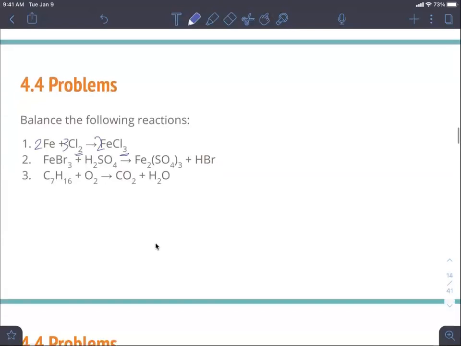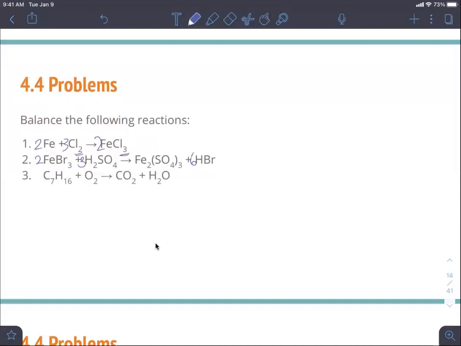Okay, so for the second one, if you look at bromine, there are 3 bromines on the reactant side, but only 1 bromine on the product side. So you can put 3 in front of the hydrobromic acid. However, if you go back to the reactant side, you'll see that there are actually 2 hydrogens. So what you actually have to do is make this a 6, and then make this a 3. In that way, you have hydrogens on both sides. And then you would put a 2 here. Once you do this, you see that you actually have everything equal.